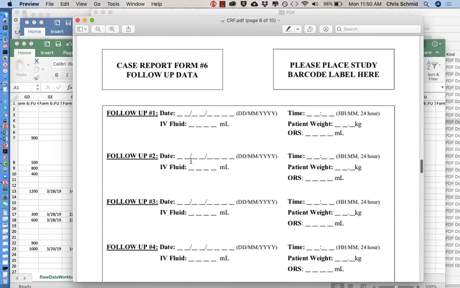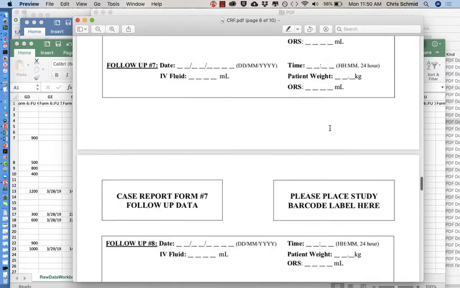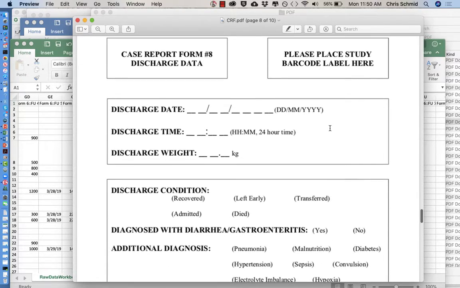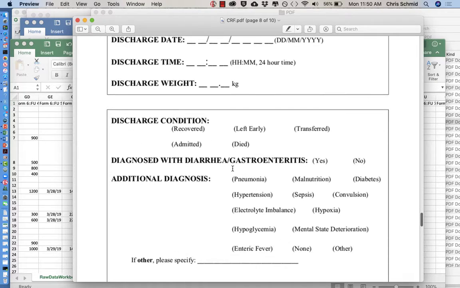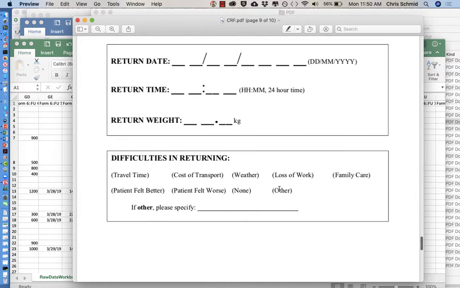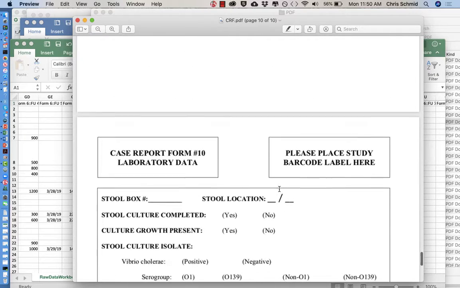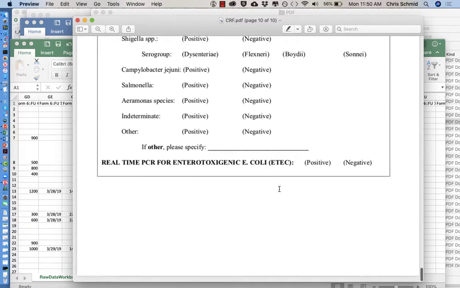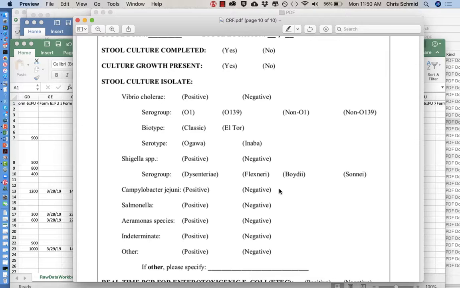And then there's follow-up data, like how much fluid they have, what's their weight at various times, and then what's their weight at discharge, and what was their diagnosis, and then when did they return, did they have difficulties returning, and then what's their final laboratory status. All right, so this is like a big study, but we have the forms, we have the code book, we have the procedure, the protocol, and hopefully everything's thought of.